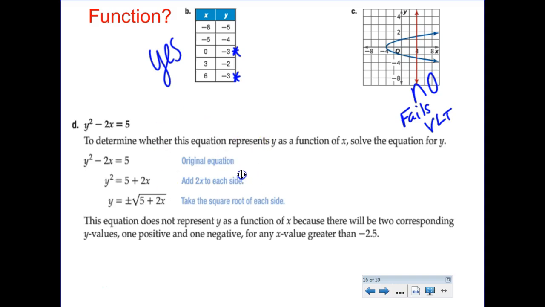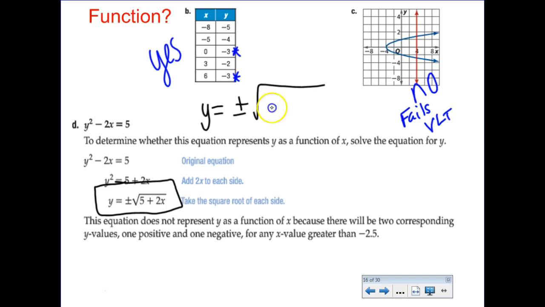Now this example here, they're going to ask you to think algebraically for a moment. So y squared minus 2x equals 5. They isolated for the y and they came up with this equation: y equals plus and minus square root of 5 plus 2x. You guys aren't real familiar with what this looks like, but we're going to learn next semester that this is a sideways parabola. I don't know exactly what it looks like, but it looks something kind of like C. So right away, if you knew what the graph looked like, you would have told me that it fails the vertical line test, so no, it's not a function.